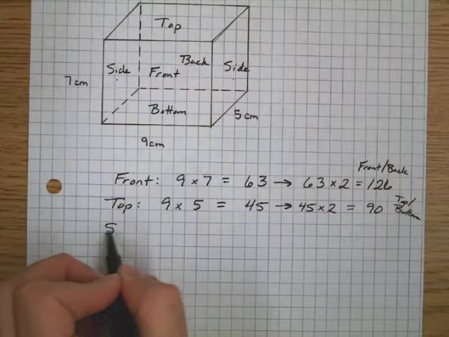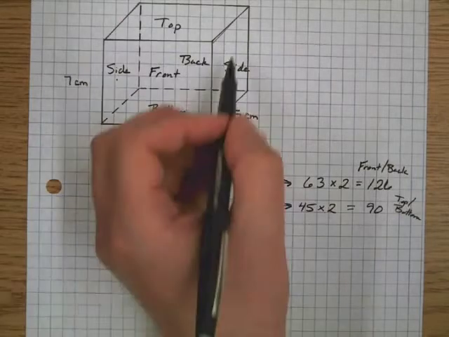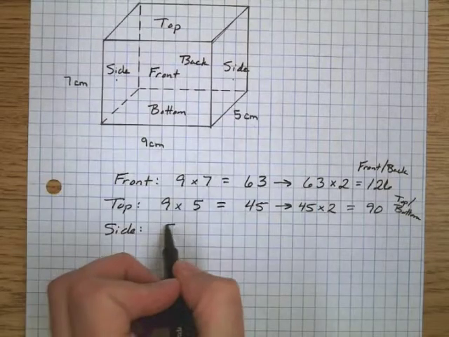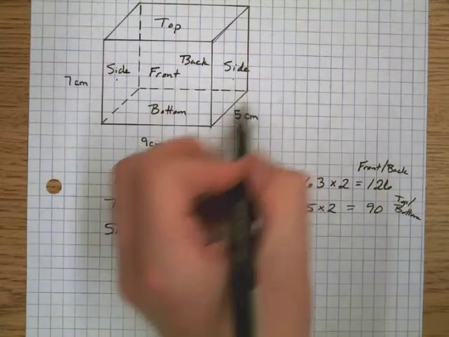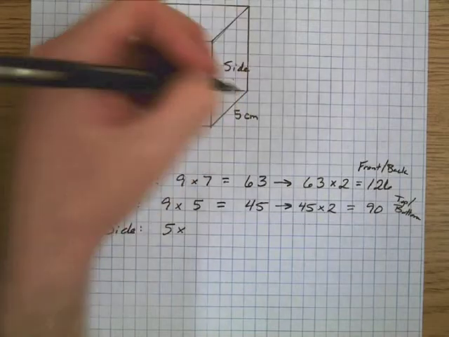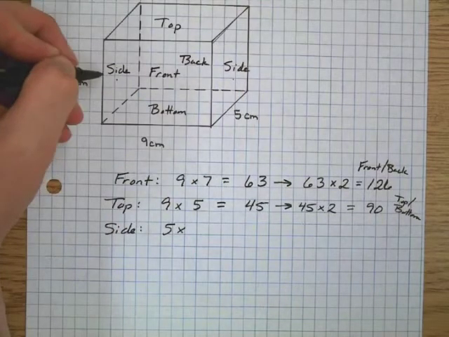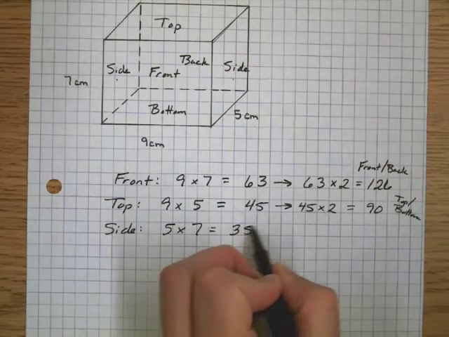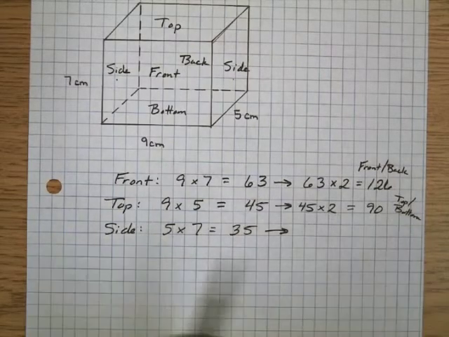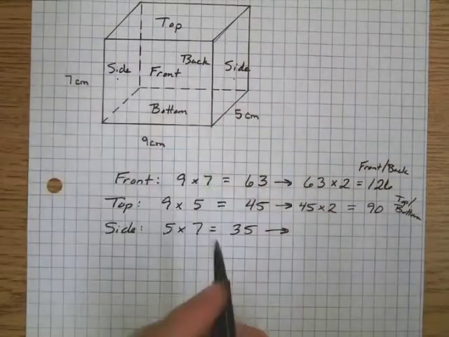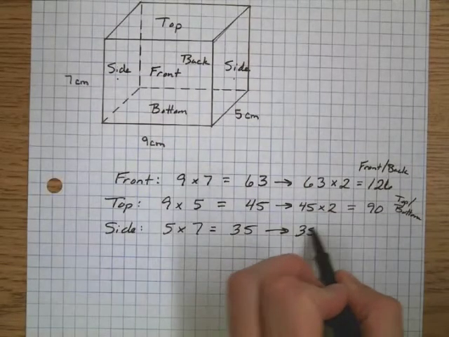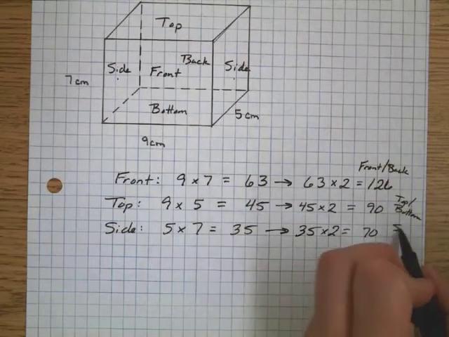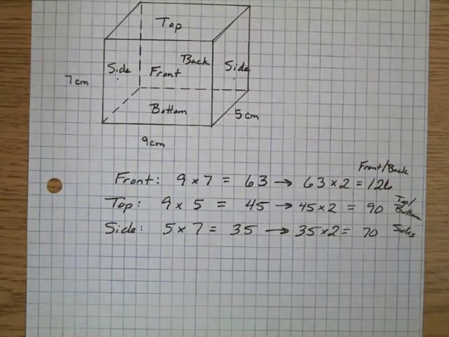Finally, we can look at one side, and let's look at this side over here, where we have 5 is the length, and our width is this distance here, and that would be the same as this distance here, which is 7. And 5 times 7 is 35. And since we don't have one side, we have two sides, and they are identical. We can say that doubling that, 35 times 2, which gets us 70, is both of the sides.